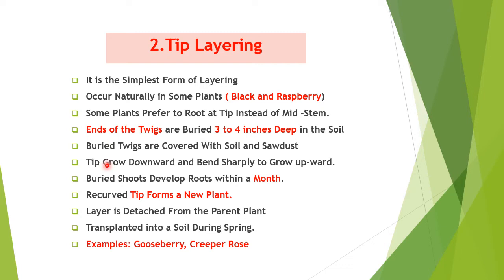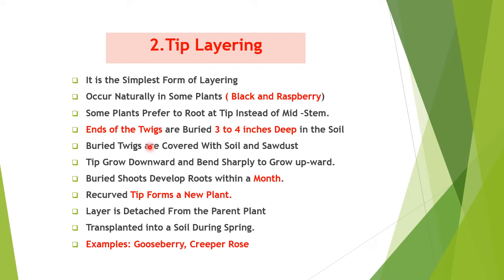The second type is called tip layering. As the name signifies, you are using a branch tip for layering. It is the simplest form of layering, and it occurs naturally in some plants, like blackberry and raspberry. Some plants prefer to root at the tip instead of mid-stem.